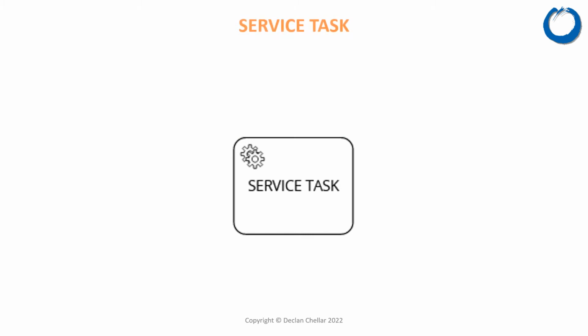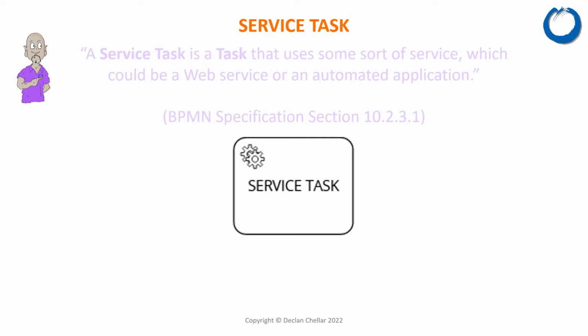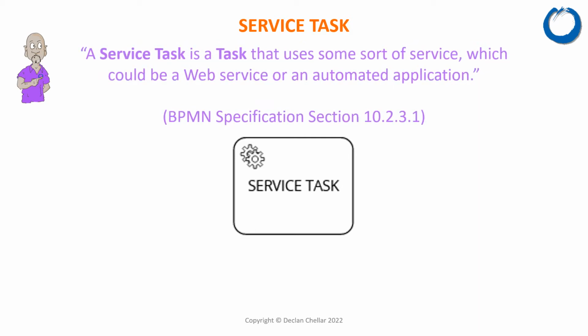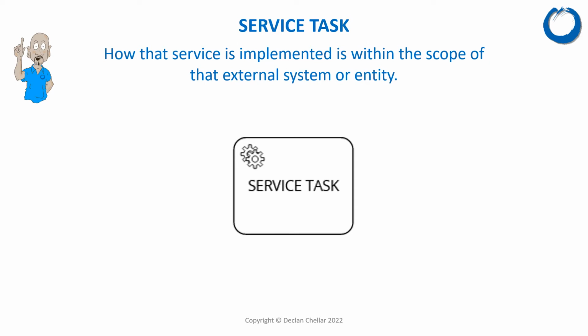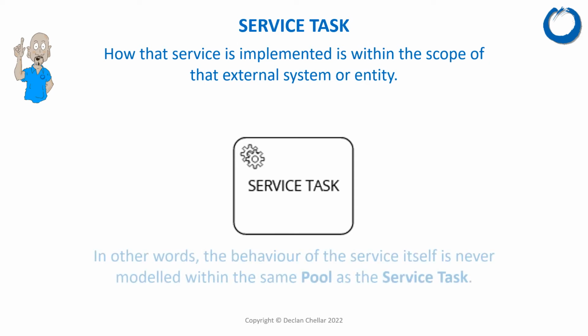Service task. A service task is a task that uses some sort of service, which could be a web service or an automated application. How that service is implemented is within the scope of that external system or entity. In other words, the behavior of the service itself is never modeled within the same pool as the service task.